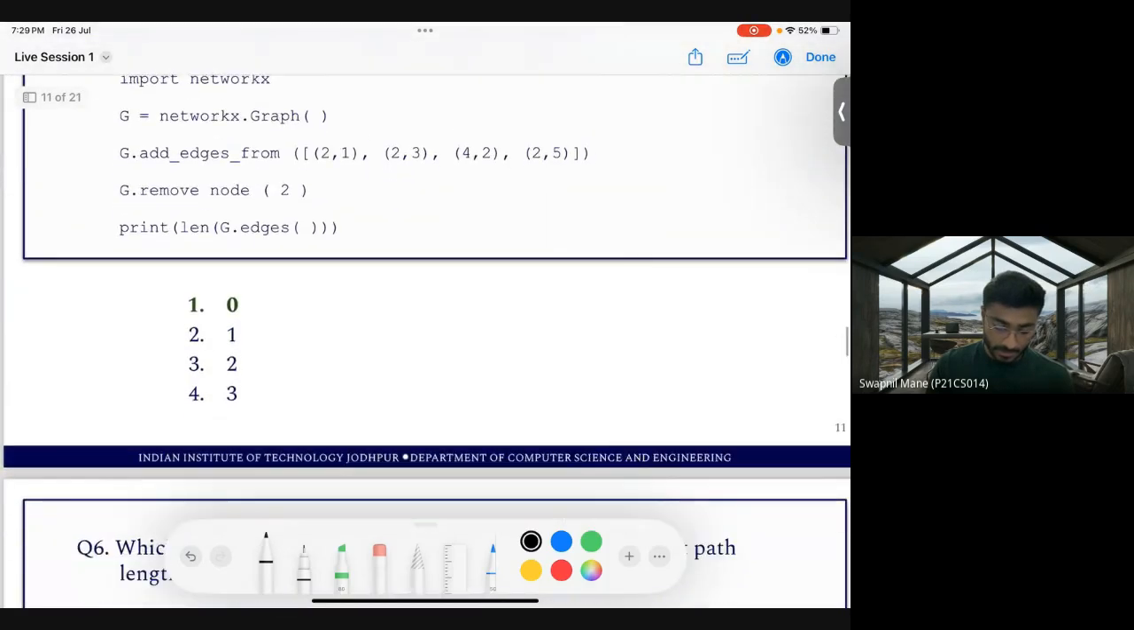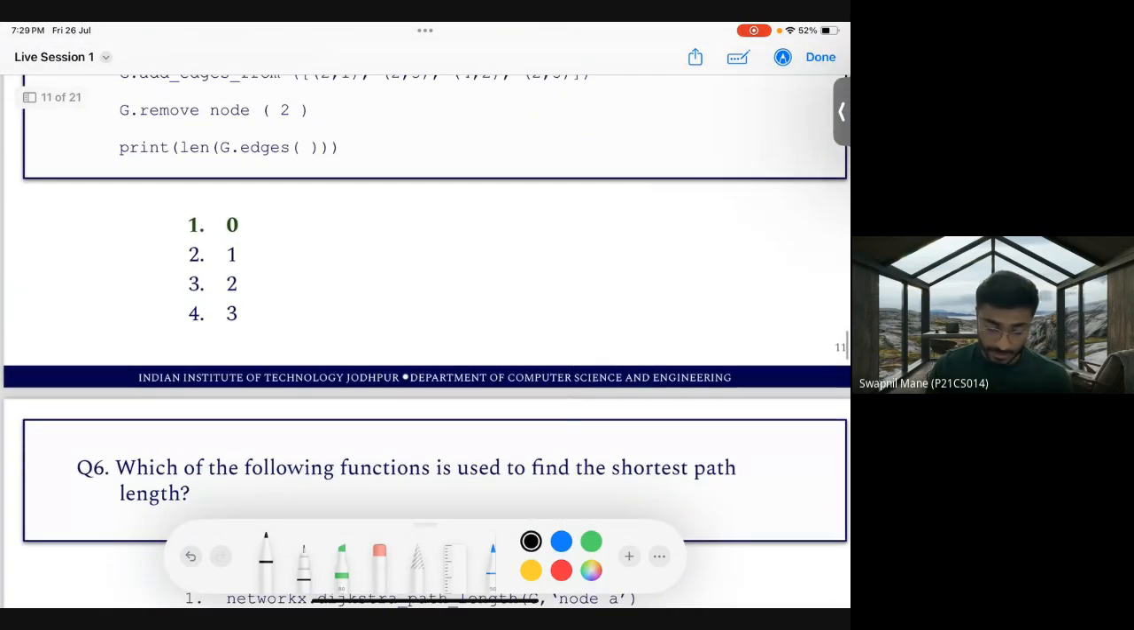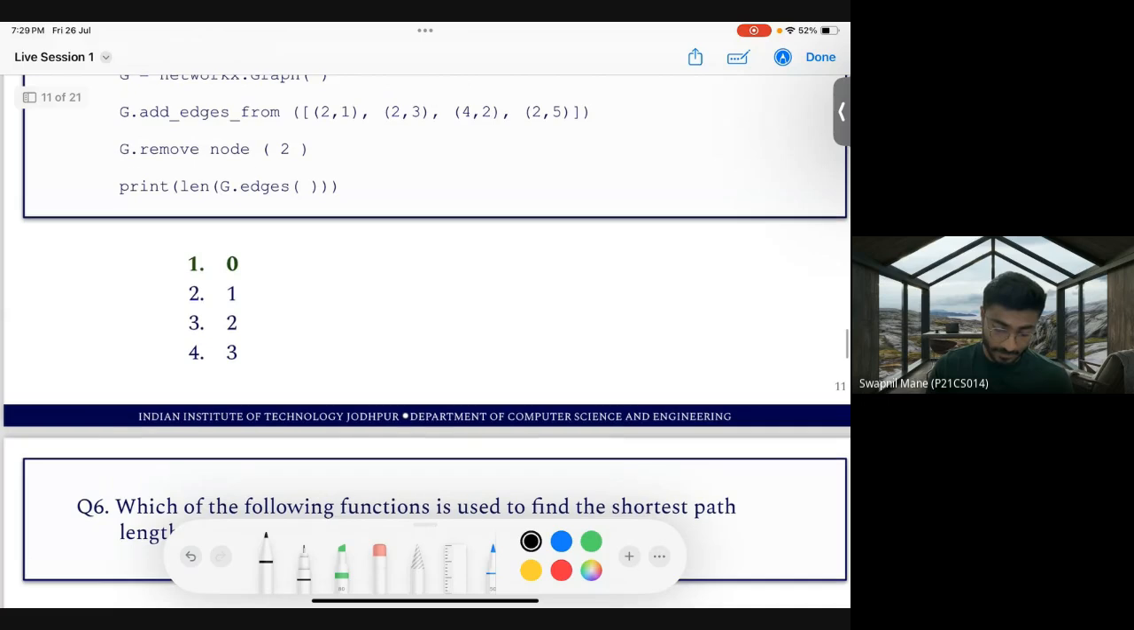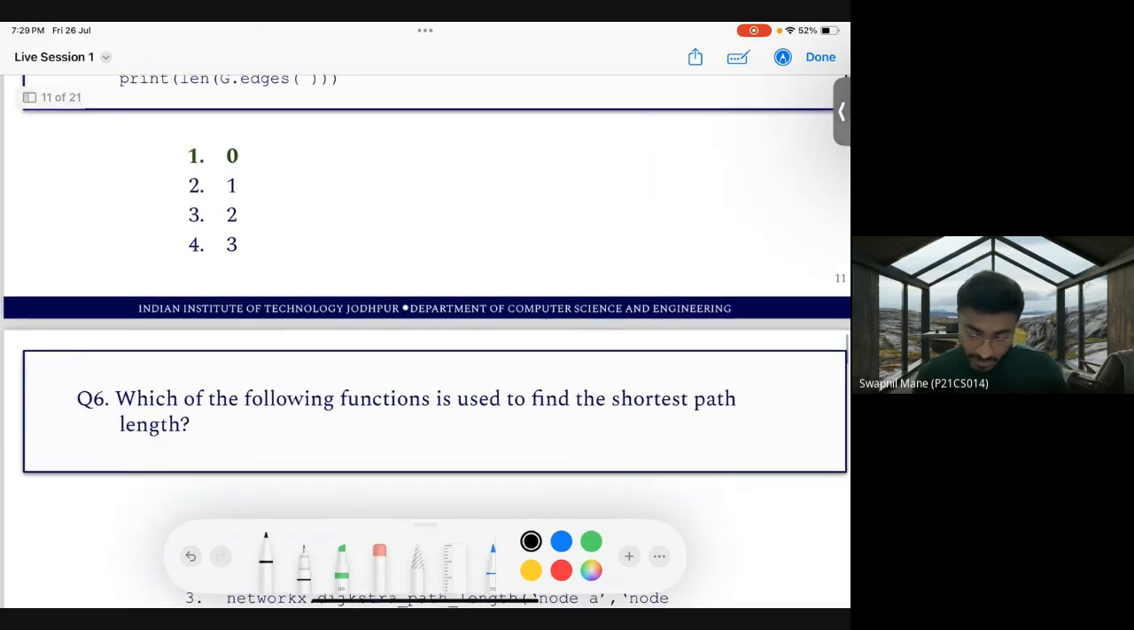Yeah, the answer is zero. Let's move on to the next part. Which of the following functions is used to find the shortest path length?